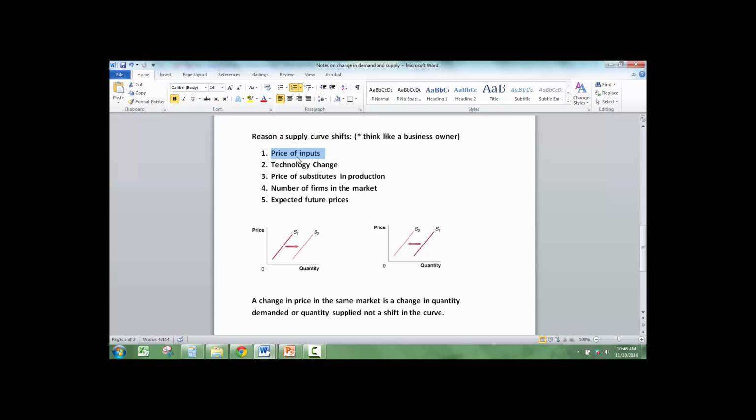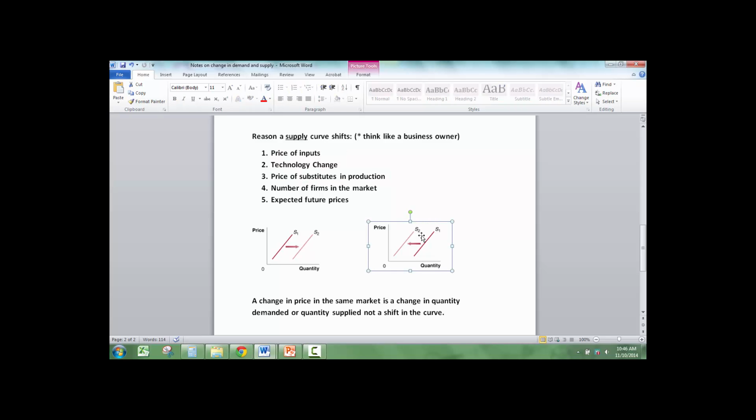So if the prices of inputs, labor, other materials or goods, natural resources go up, supply would go down or shift left. Technology change. Most likely the technology change is positive. It can be negative. It's not always positive. But most likely a technology change would cause a supply curve to shift to the right or increase. Price of substitutes in production.